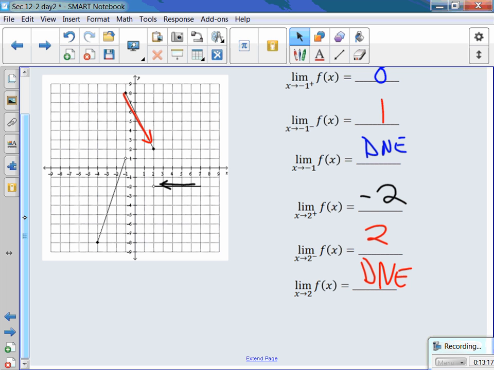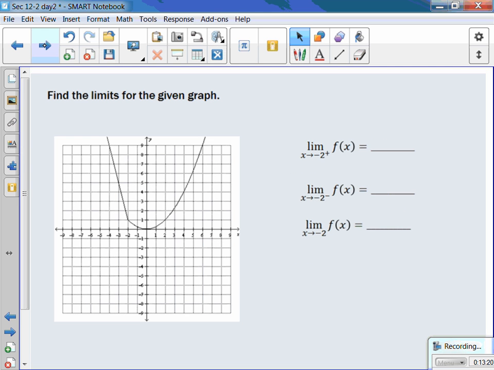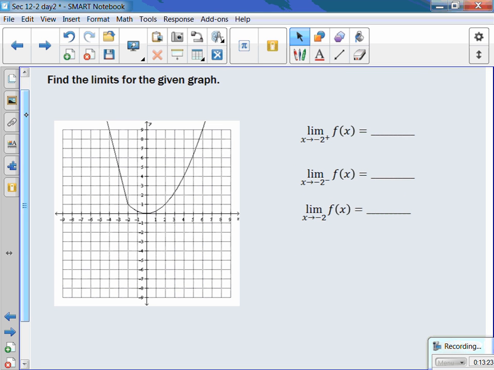One more here. Make sure that we have this portion. So the limit of f of x as x approaches negative 2 from the right. Coming from the right, approaching negative 2, what value do I have? 1. Absolutely. And then coming from the left, Coco, and Iman. So what do I have for the limit of f of x as x approaches negative 2?